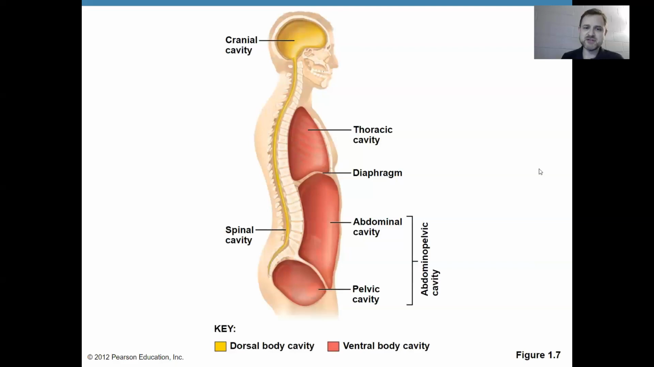This picture shows the difference. The dorsal cavity is yellow. The ventral cavity is this sort of reddish or pinkish color. Here's your cranial cavity. Here's your spinal cavity. The thoracic cavity has your lungs and your heart and such. The abdominopelvic, or you can separate them into two separate abdominal and pelvic cavities, house your digestive organs, most of them, and most of your reproductive organs.